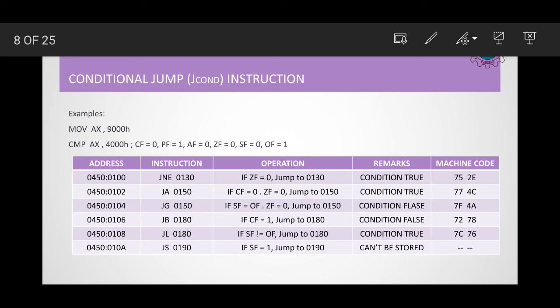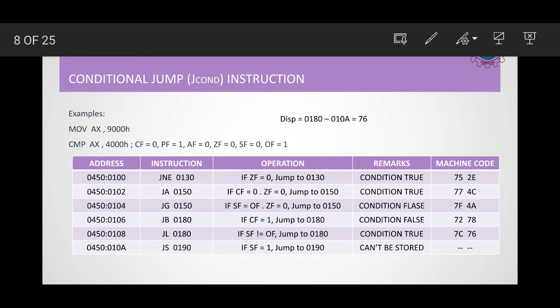But in case of JL, you have to check now 9000 as signed number is lesser than 4000 as signed number. So 9000 is a negative number and 4000 is a positive number. So if you see both numbers as signed numbers, condition is true. So that is the case here. So opcode for JL instruction is 7C, and displacement is 180 minus 10A, 76. So that is within 7F, so that is okay. 2 bytes will be stored in machine memory.